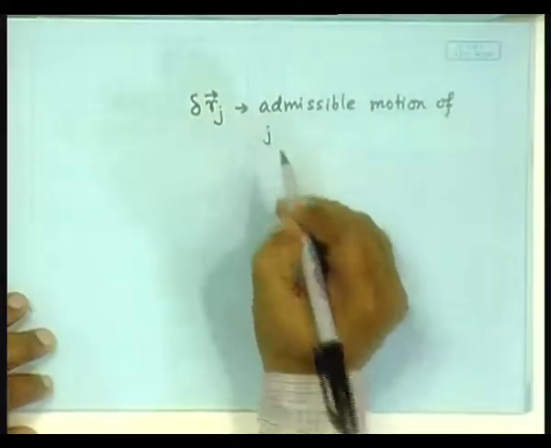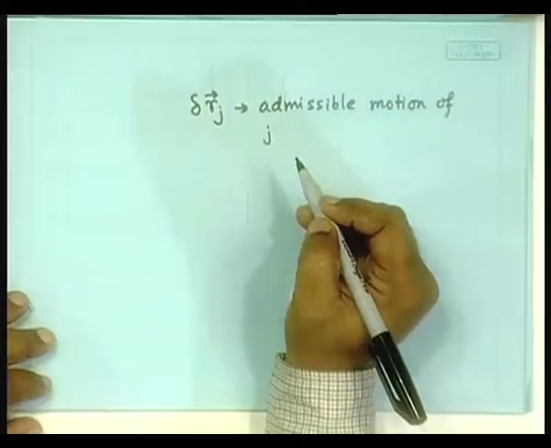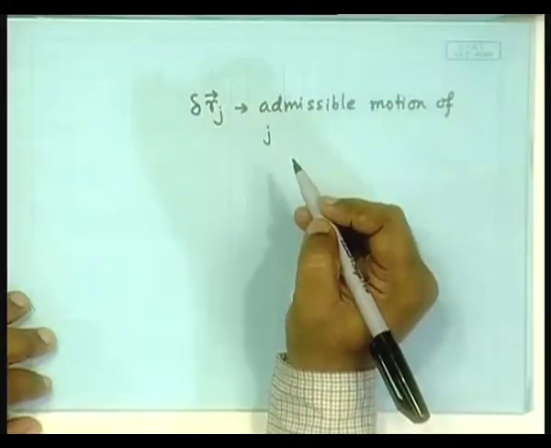So, this admissible motion takes into consideration both the motions, right? When this is moving and this is moving, the ball is also moving and this is also moving. Yes, but admissible motion is related to instantaneous position.